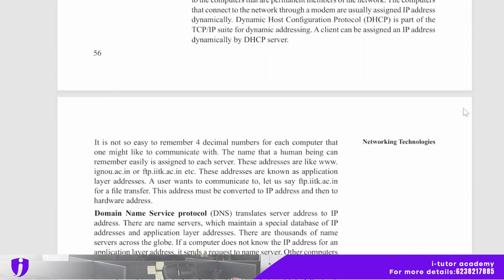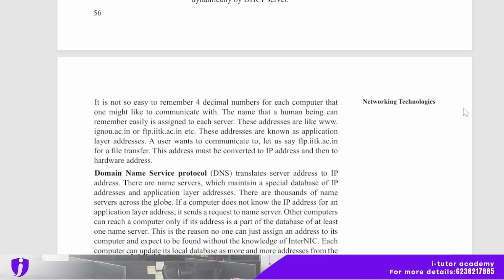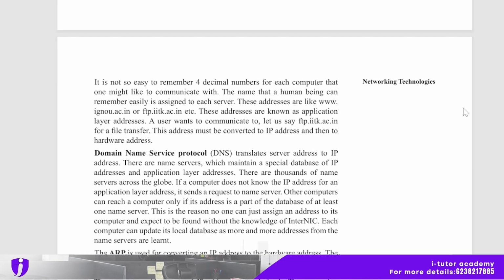Okay. And the domain name service protocol, that is DNS, translates the server address to an IP address. And there are name servers which maintain a special database of IP addresses and application layer addresses. There are thousands of name servers across the globe, and if a computer does not know the IP address for an application layer address, it sends the request to the name server, and other computers can reach a computer only if its address is part of the database of at least one name server.